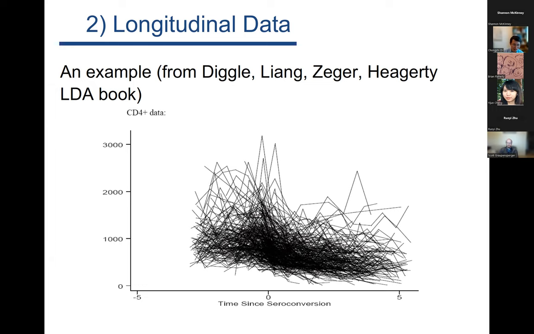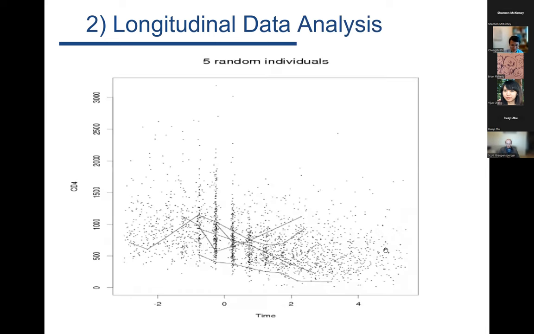The one thing you notice right away is that if you have many subjects, the plot can get really busy, so it's not easy to evaluate the trend. One thing you can do is pick a few randomly selected subjects, so it's easier to see the trend in changes for those subjects.